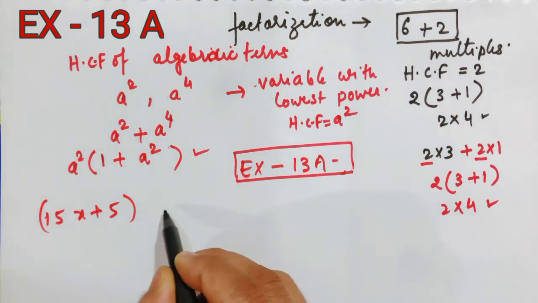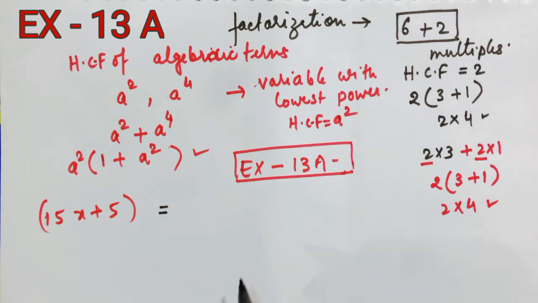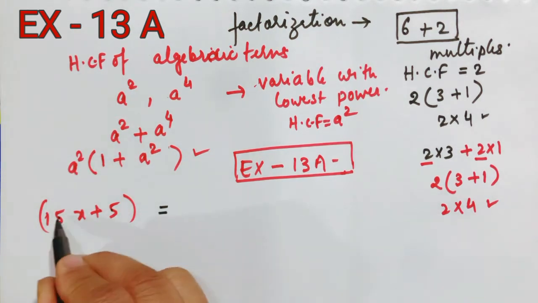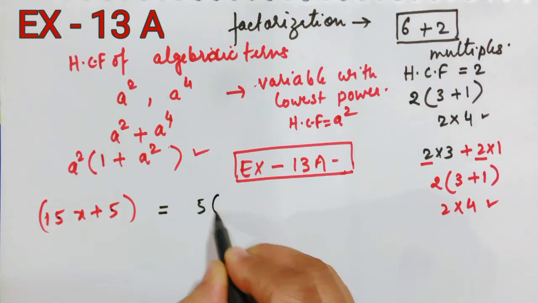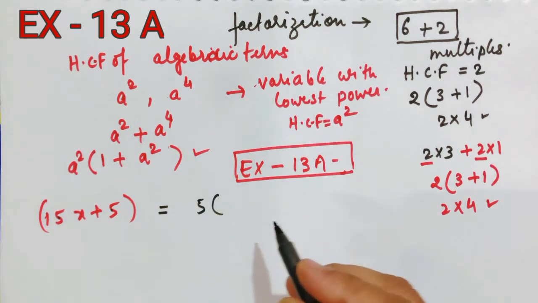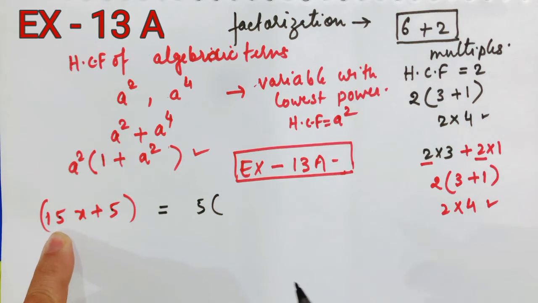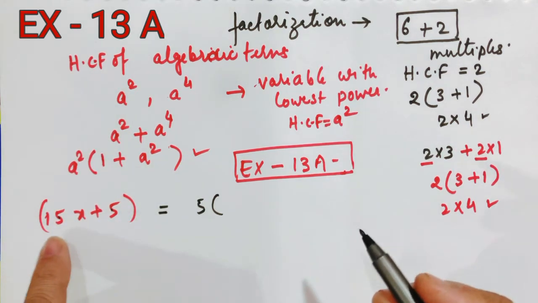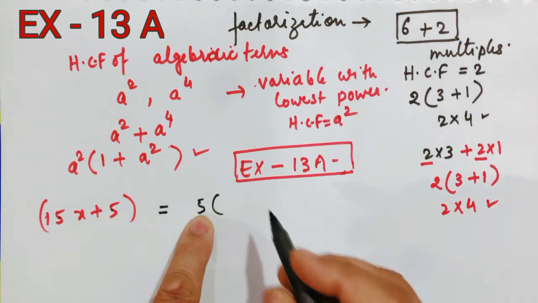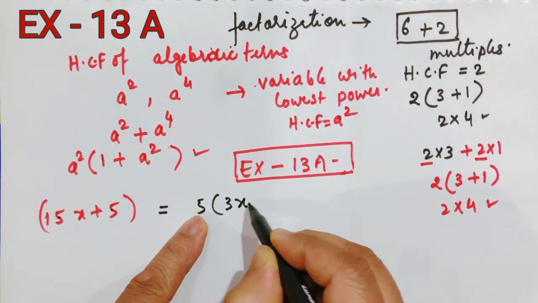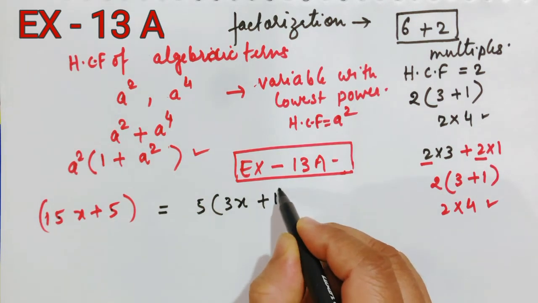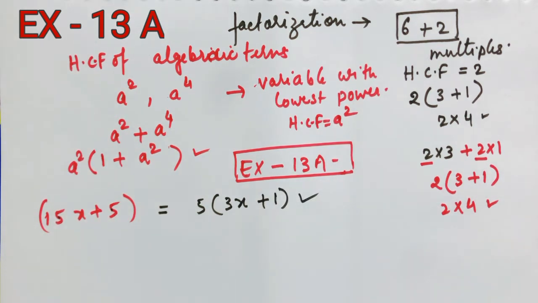Come on, let's factorize. So how are we going to factorize? We will take the HCF of 15 and 5. So HCF of 15 and 5 is 5. Now when you take out the HCF as 5, you will have to divide each of them by the HCF. So when you divide 15x by 5, you will get 3x over here, and 5 divided by 5 is equal to 1. Leave it as it is.